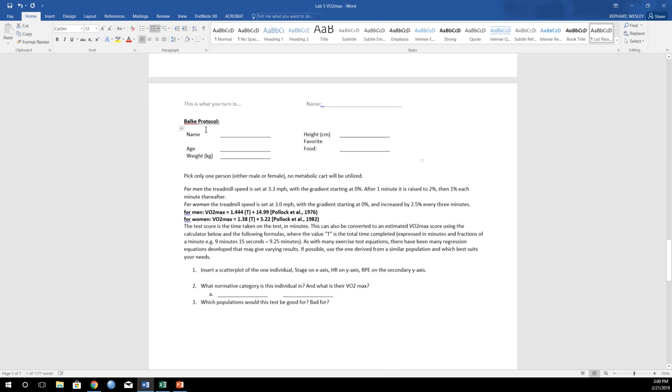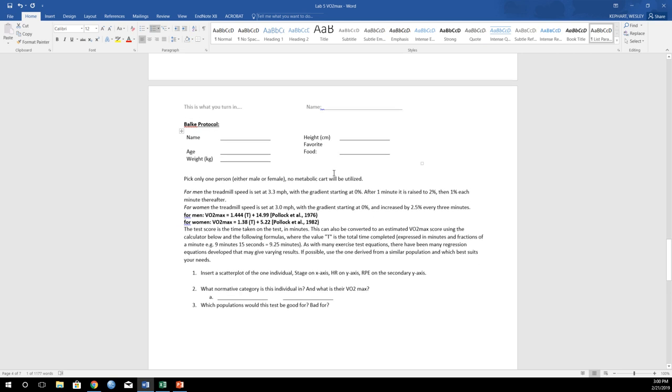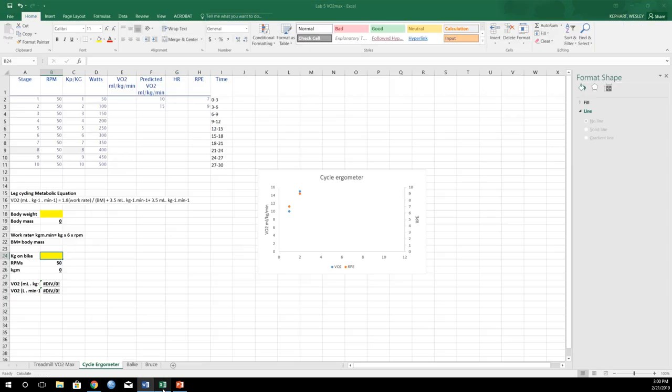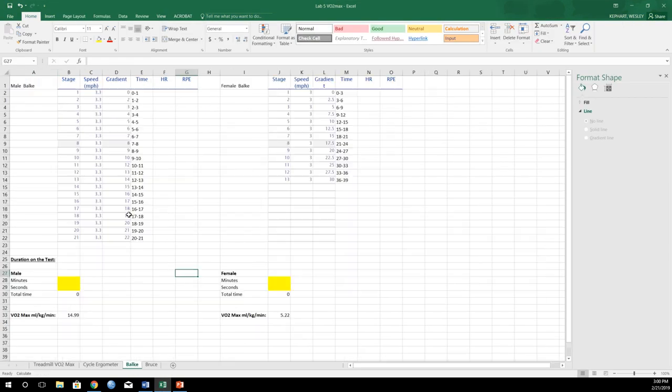This next one, the bulky protocol. This one is essentially just walking. It's a little bit different than the other ones. So there's one for males and one for females, and the protocols are different. And I actually showed them right here. So here's the male bulky protocol, and here's the female bulky protocol.